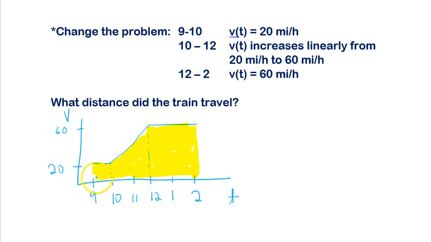So, first, I'm going to do the area of this rectangle from 9 to 10. So the base is 1 and the height is 20. So 20 times 1 is 20. And I just kind of make notes in there. And then I'm going to go to the last one because it's easy as well. So from 12 to 2, that base is 2. But then the height, the y value goes up to 60. So 2 times 60, this area ends up to be 120.